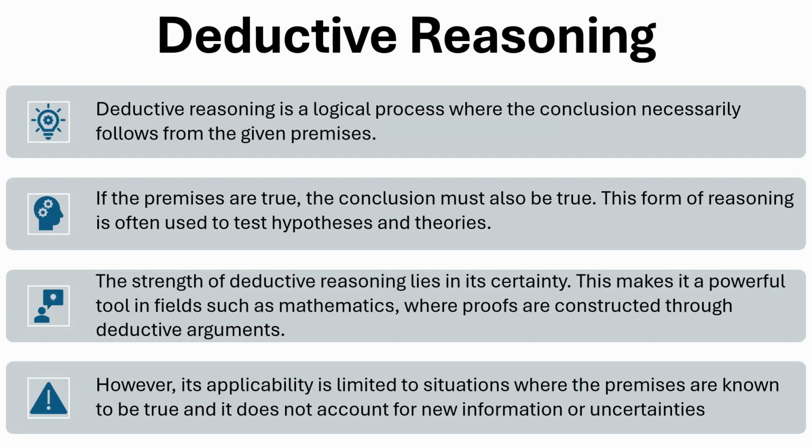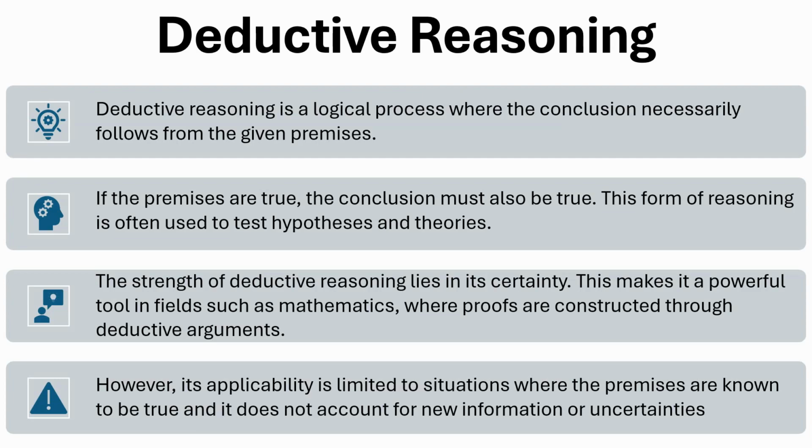Deductive reasoning is a logical process where the conclusions necessarily follow from the premises. In other words, if the premises are true, the conclusion must also be true. This form of reasoning provides a certainty of outcome, which is very rare, and so it's useful to test hypotheses and theories. The fact that we can follow this logical process and say if the premises are true, the conclusion must be true, it is certain, makes it a very powerful tool for proving theorems.